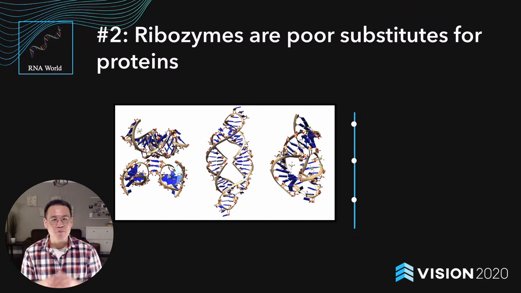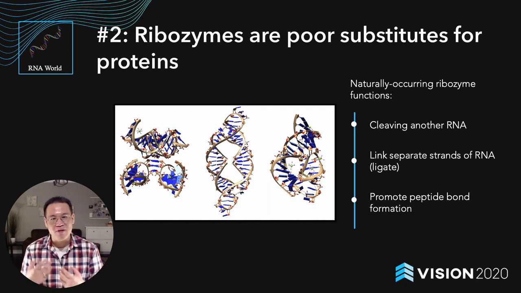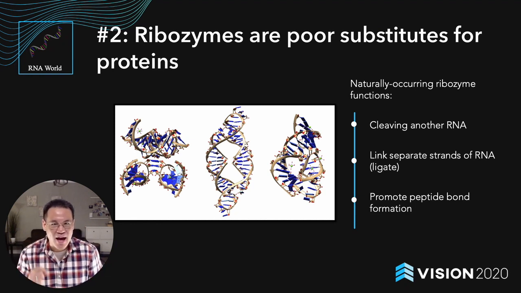Number two, ribozymes are poor substitutes for proteins. Naturally occurring ribozymes perform very few of the enzyme functions of proteins. They can only do these three things. They can cleave another RNA by hydrolysis. They can ligate, or stick together, separate strands of RNA. And they can promote peptide bond formation when in a ribosome. That's only a small subset of the thousands and thousands of functions a cell needs. It's like saying, I only need a hammer to build a house because it performs some of the things I need. No, life in a cell requires a lot more than that.